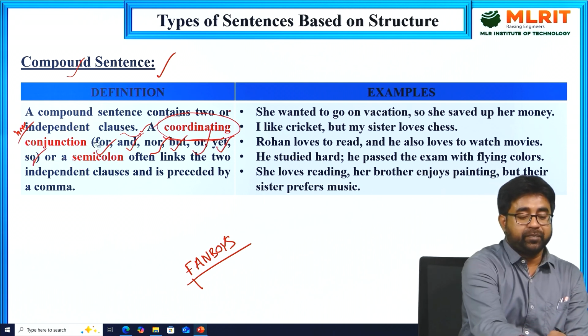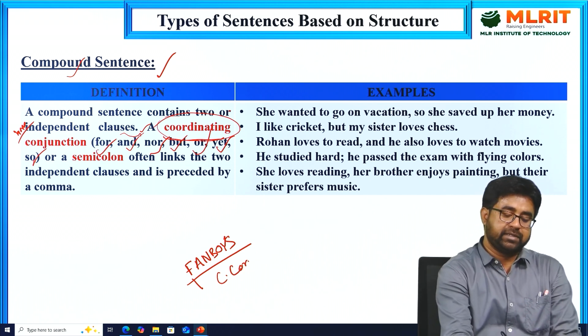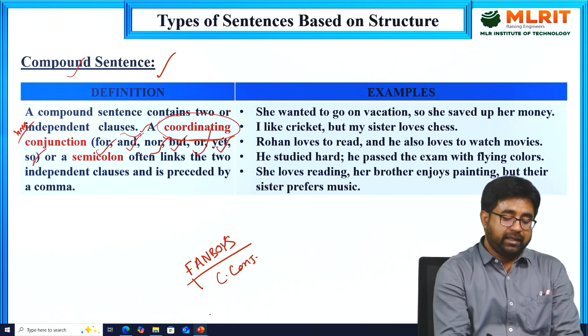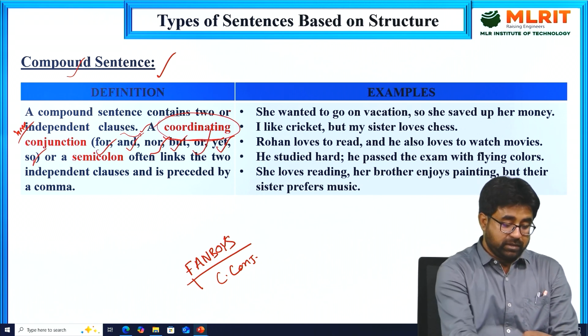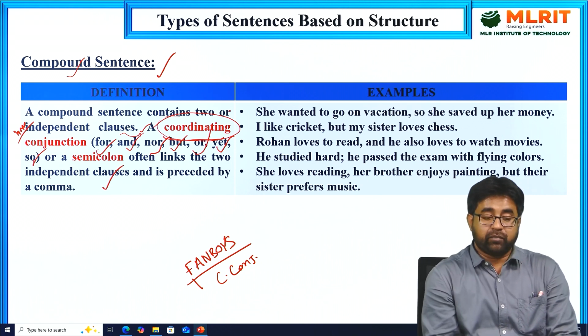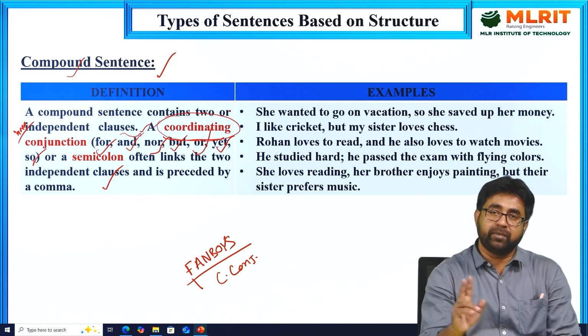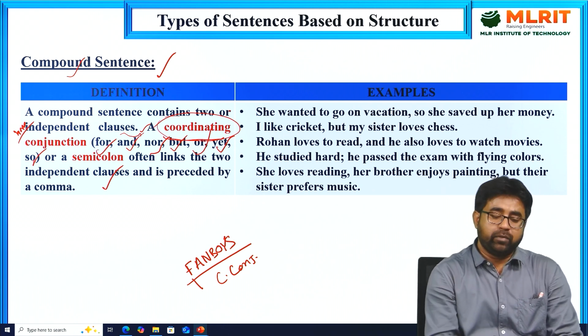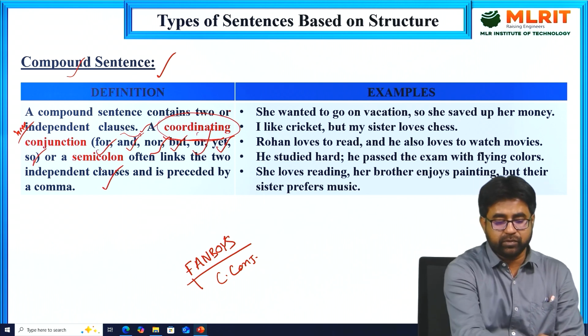So these are examples of coordinating conjunctions, and they are used to do what? To join two independent clauses. So what is the definition of a compound sentence? A compound sentence will have two independent clauses, minimum two independent clauses, and they would be joined by a coordinating conjunction. Sometimes we don't use a conjunction, we can use a semicolon also.